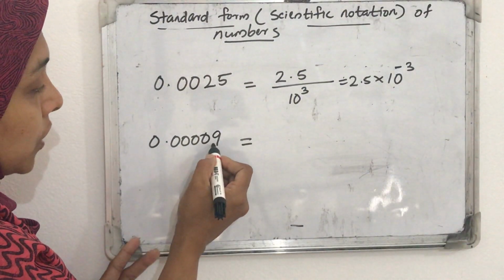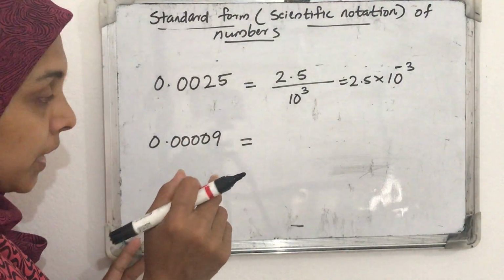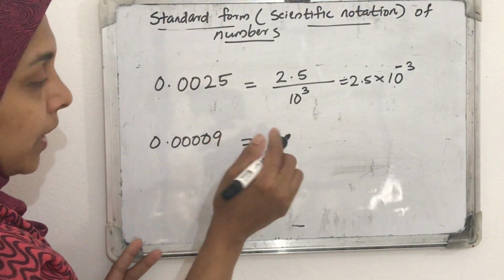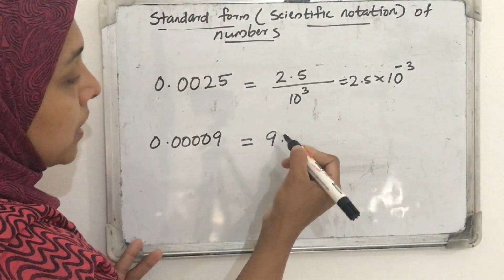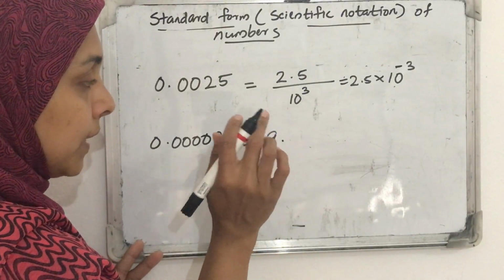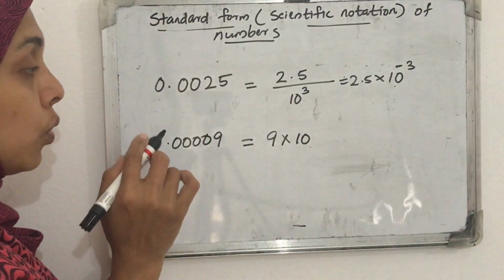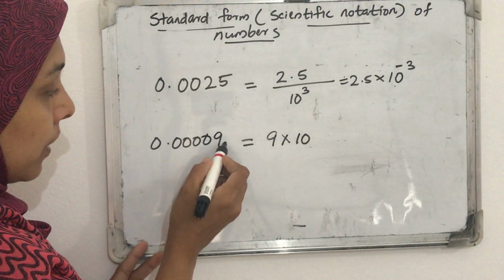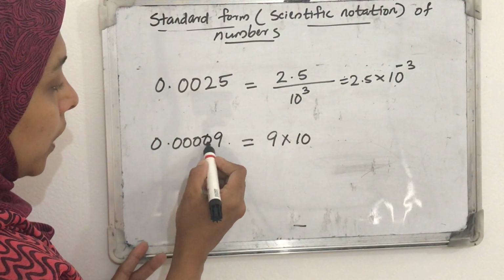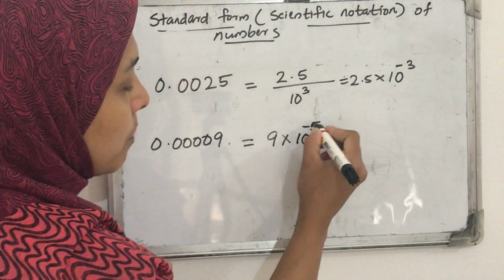So this also we want to express. It should be a number between 1 and 10. So the decimal point we want to move to here, after 9. So 9.0. If there is no other digit, we can write it as 9 into. 9.0, that means 9 into. Then 10 raised to, what will be the power? Here the decimal moved to here. So 1, 2, 3, 4, 5 places moved. So it will be 10 raised to minus 5.